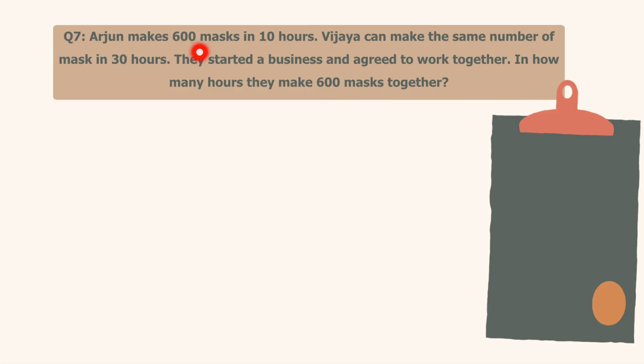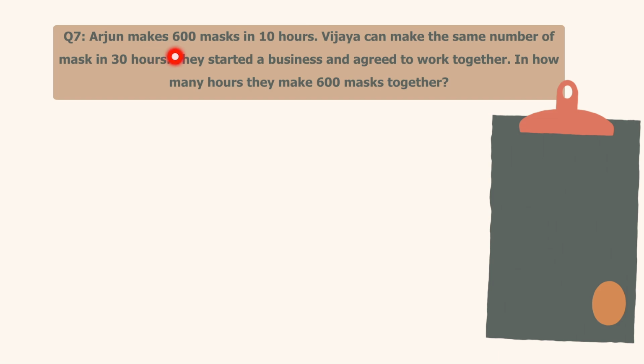Let's take the 600 masks as a work. So Arjun takes 10 hours for that work. Vijaya takes 30 hours for the same work. Now working together, how many hours will they take? That is all the question is. They put it in such an elaborate way, like they started a business, agreed to work together. So unnecessary data is fed to confuse and distract from the main question. While you unravel the question, you will waste a lot of time. So please have a clear mind and see through.